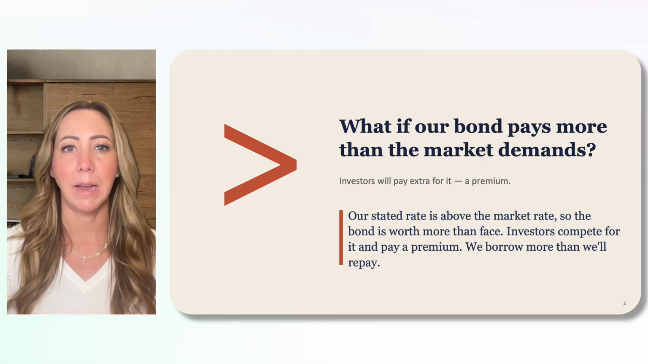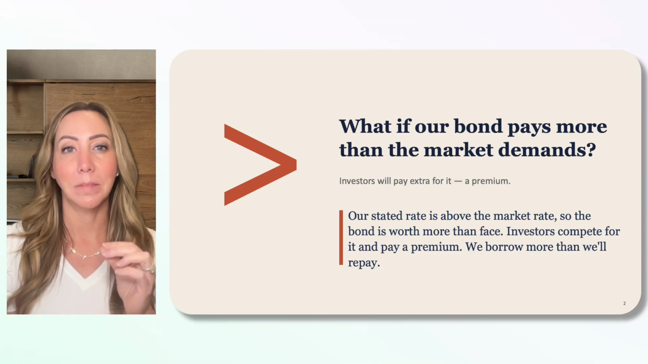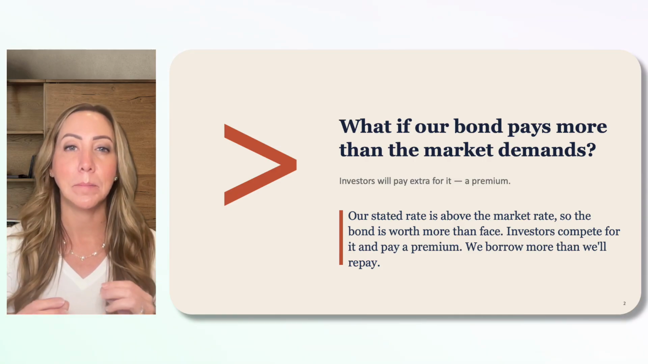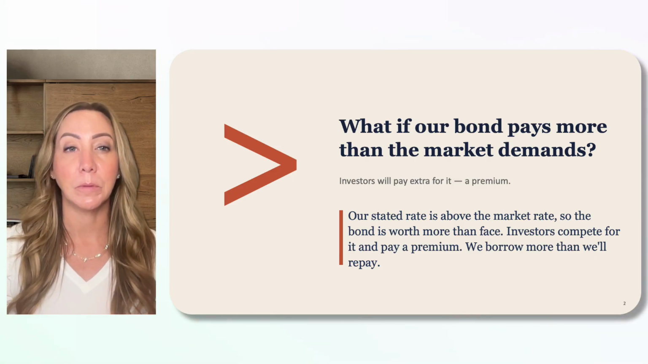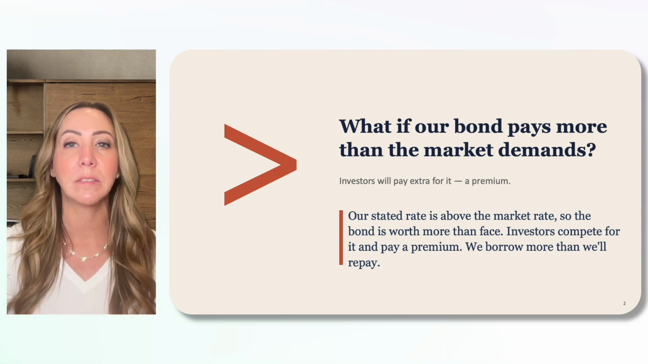So what happens to the price? Investors will compete for a bond that pays above market, and that competition drives up the price. They'll pay more than face for it. That extra they pay above face is what we call a premium. Notice the logic exactly mirrors the discount. There, our rate was too low, so we sold for less. Here, our rate is too generous, so we sell for more.